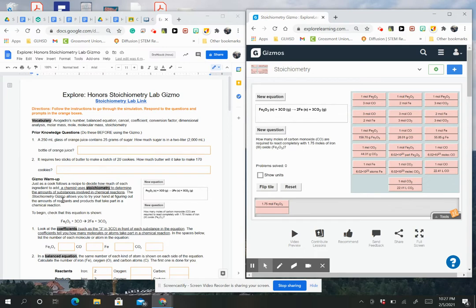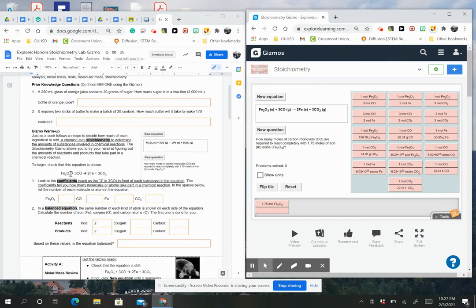So with the Gizmo warm-up, you are expected to look at this first equation. When you're looking at the equation, you're expected to write down the coefficients. The coefficients are the numbers that are in front of each of the components of a chemical reaction. So right here, your coefficient would be 1, because 1 we don't write, since it's redundant. Here you would have a 3. So you would look at the coefficients and then fill in those numbers right here.